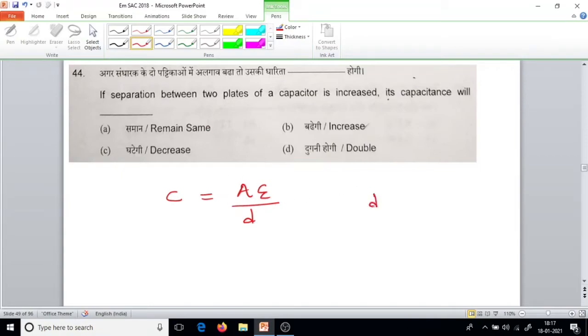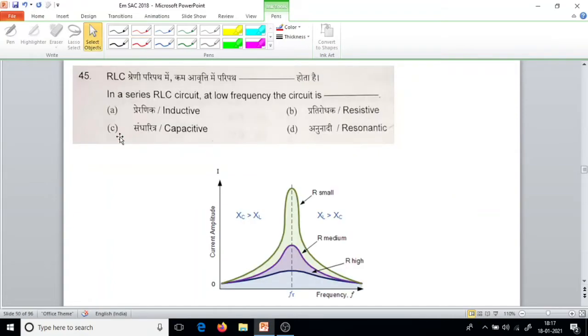So if D increases, D is the distance between the two plates. If D increases, what happens to the capacitance? Capacitance decreases. So the answer is option C, decrease. Because it is in the denominator and we are increasing the denominator value.